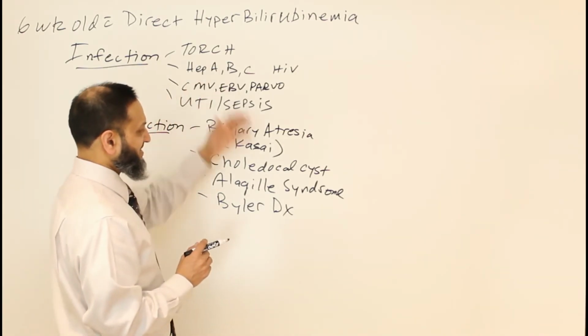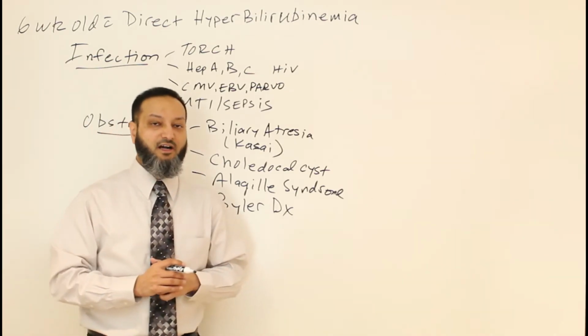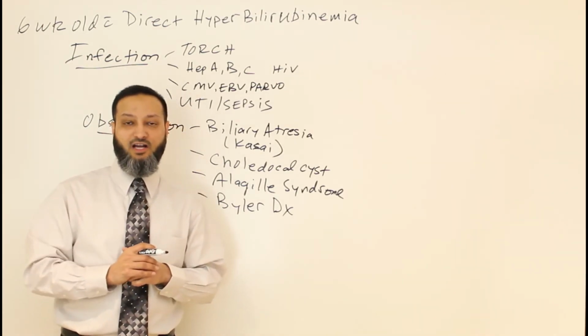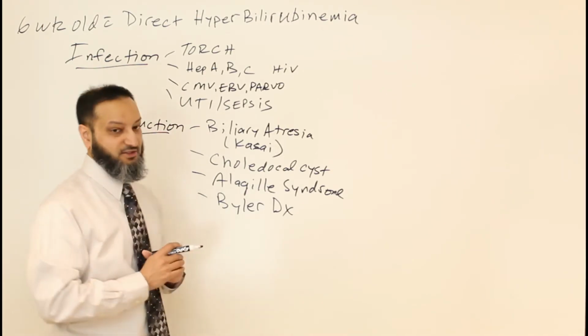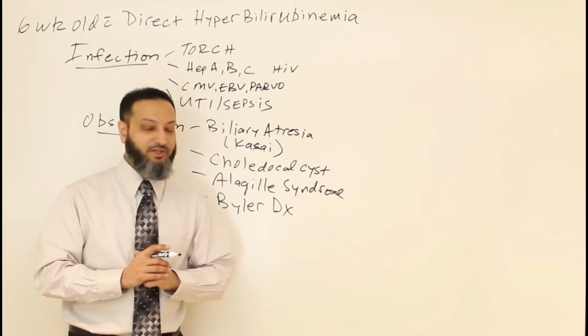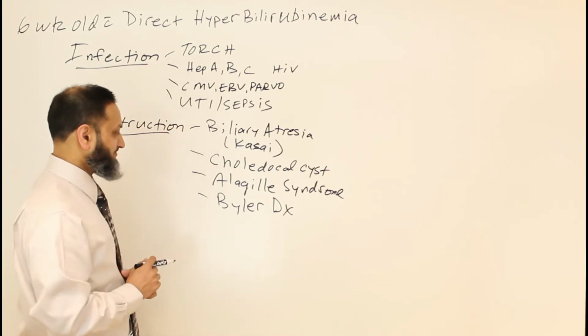So these are some of the things that you must consider in a young infant or a child coming in with direct hyperbilirubinemia, in the infection category and in the obstruction category.